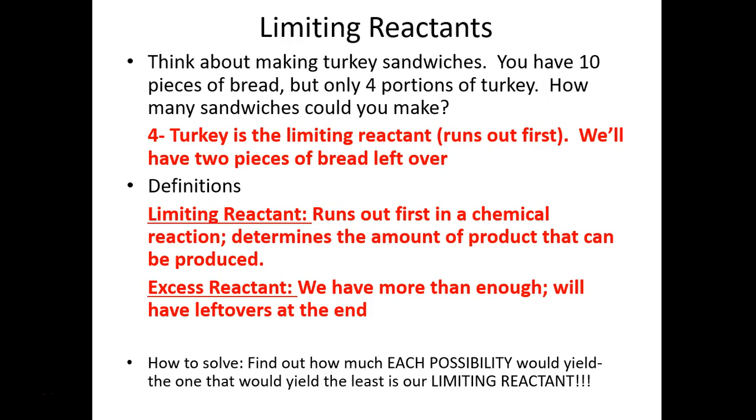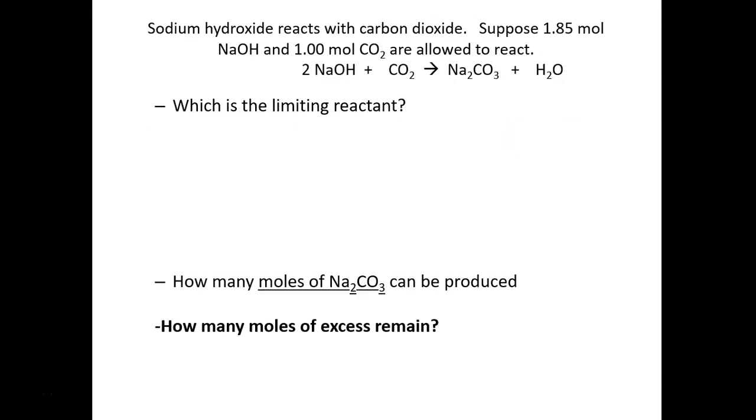Now, what we're going to do when we solve these problems is we're going to figure out how much product each reactant could yield and compare the results. Whichever makes less product will be the limiting reactant, and the amount of product that the limiting reactant makes will be the theoretical yield. Okay, so let's look at a chemical example.